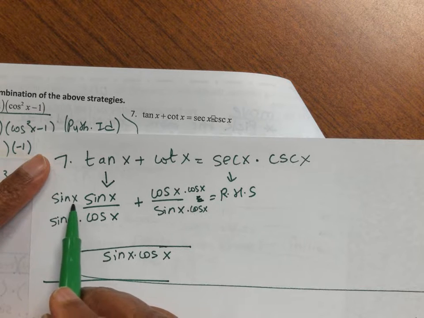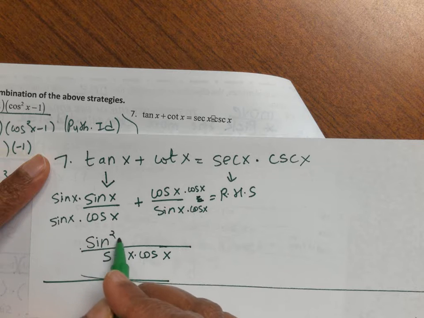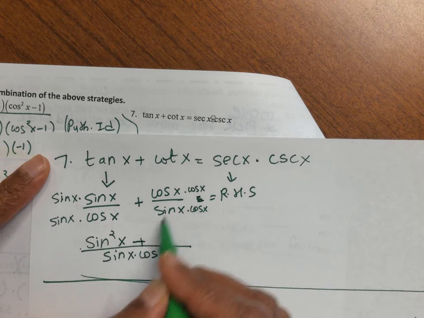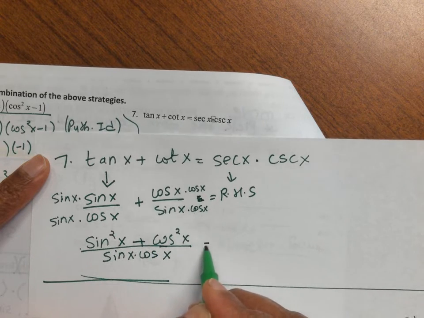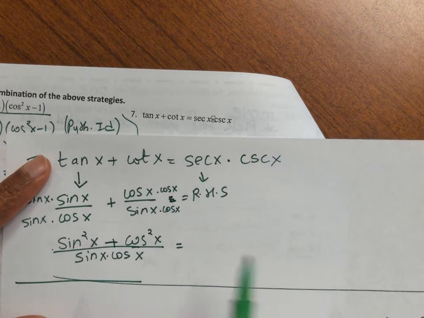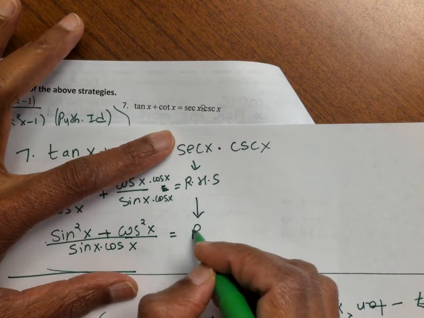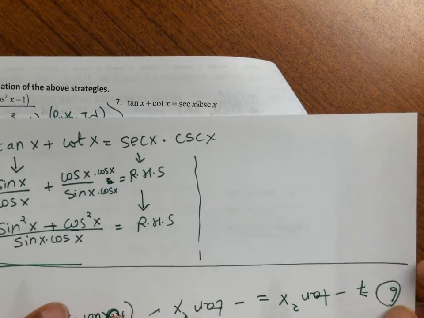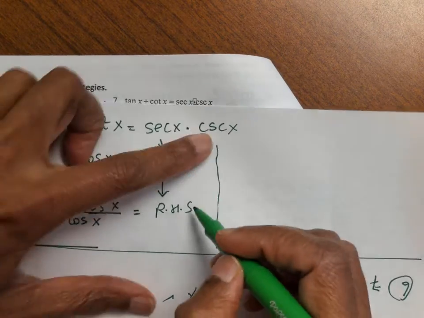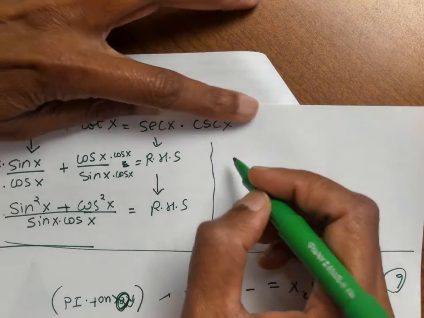And my numerator is going to be sine x multiplied by sine x is sine square x, and cosine x multiplied by cosine x is cosine square x. And then I need to prove that equivalent to the right hand side. Okay, let's keep going. From here, step 1, step 2, step 3.